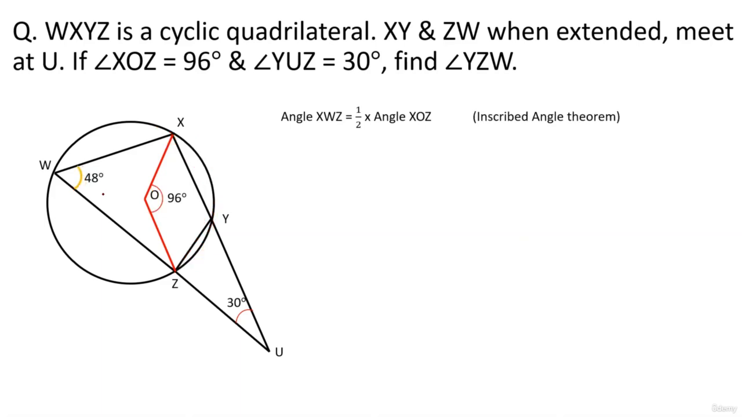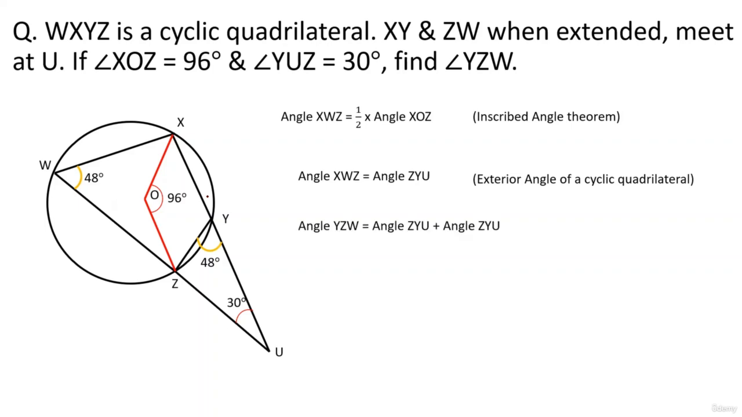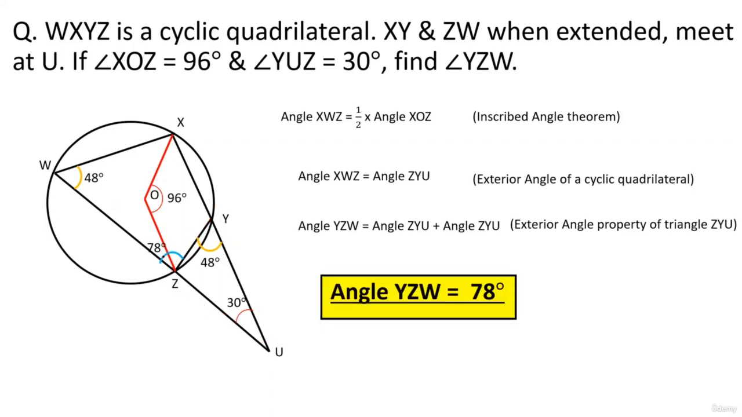For the cyclic quadrilateral XWZY, ZYU is the exterior angle. So the exterior angle is equal to the remote interior angle. From here we get the value of ZYU, that is 48 degrees. Now observe, YZW is the exterior angle for triangle ZYU. This angle is the exterior angle of this triangle. So this angle will be 48 plus 30, 78 degrees, and that's the required answer. As simple as that.